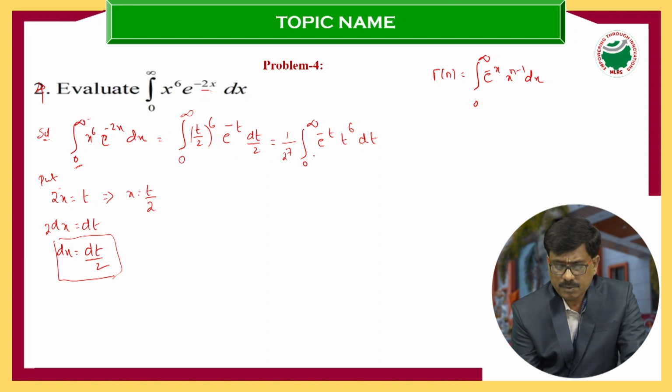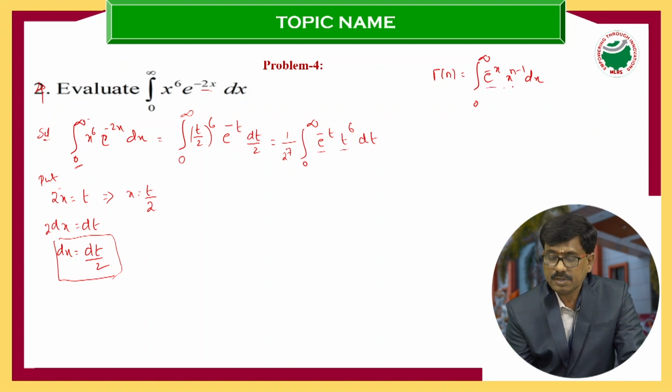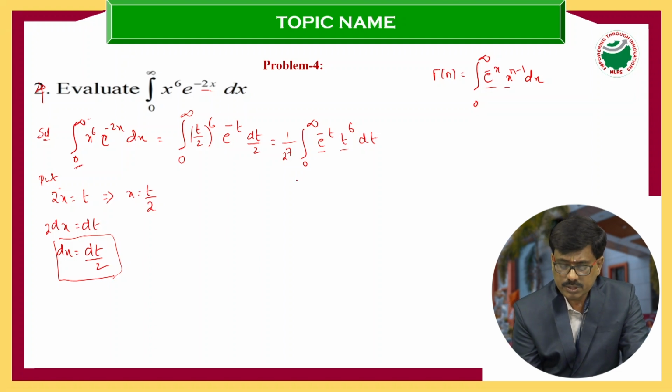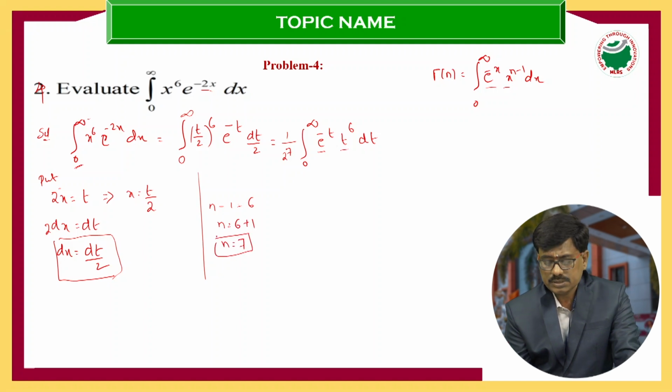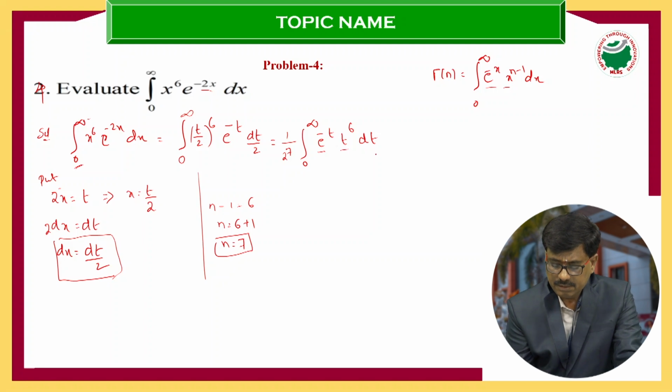Now go through the gamma function definition from here. E power minus t, e power minus x, t power 6, x power n minus 1. Now I am going to compare n minus 1 equal to 6, n equal to 6 plus 1, n equal to 7. What is the n value? 7. Now this entire integral value I can convert into gamma of 7.